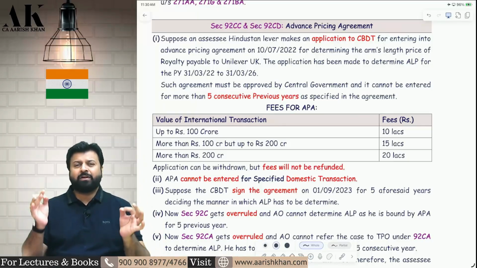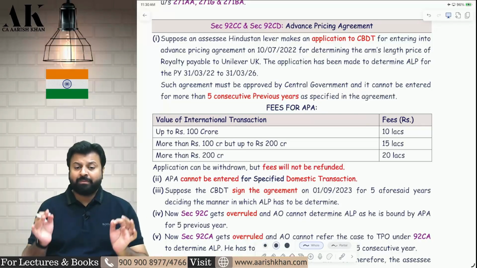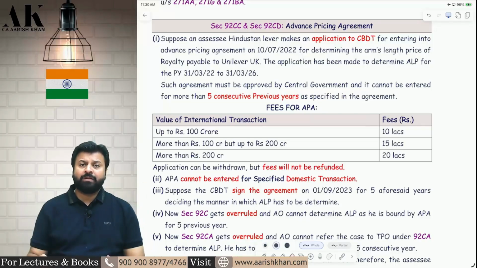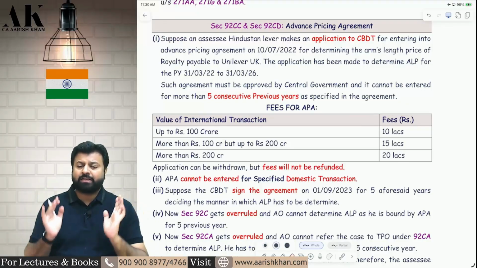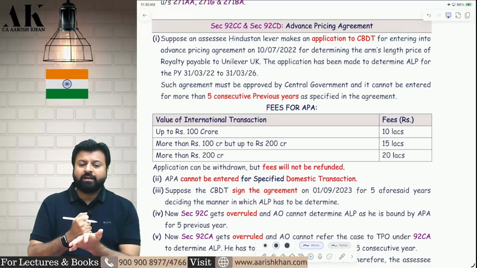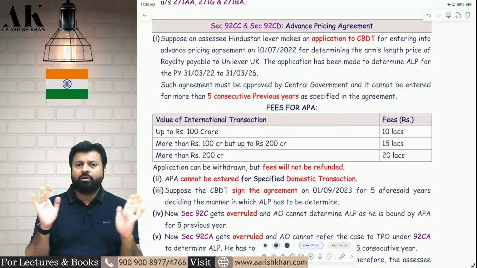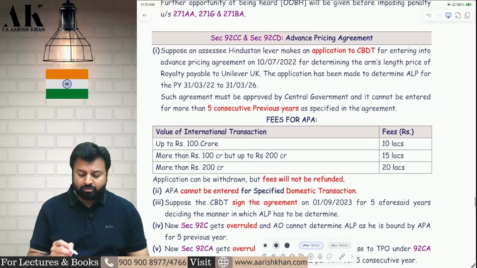This agreement will be valid for a maximum of 5 consecutive PYs. This agreement will be valid for a maximum of how many years? For 5 consecutive PYs. And this agreement is not applicable for domestic transactions. It is only applicable for international transactions. Once this agreement is entered, again I have told you, no AO, no TPO, no CIT appeal, no CIT, nobody will raise any question. Even you cannot appeal. You can appeal other matters, but you cannot appeal those matters which are covered in the advanced pricing agreement.